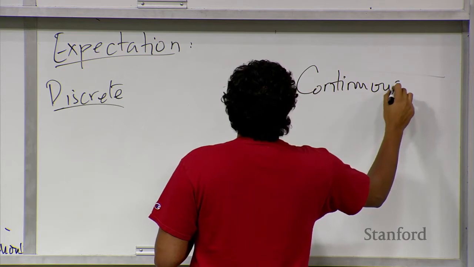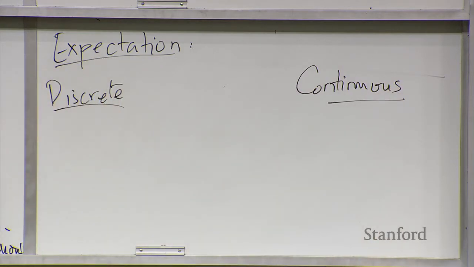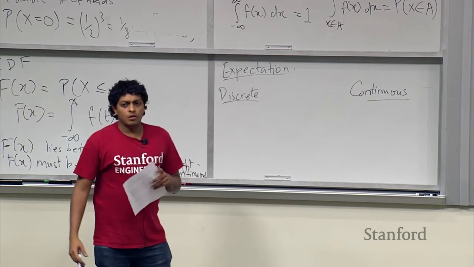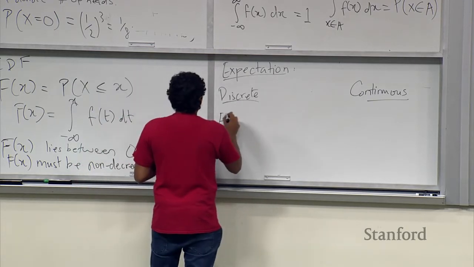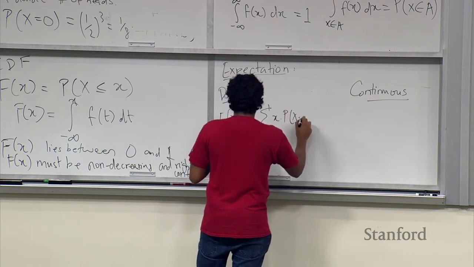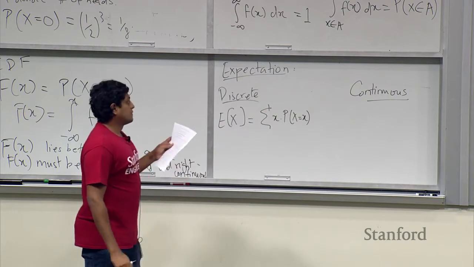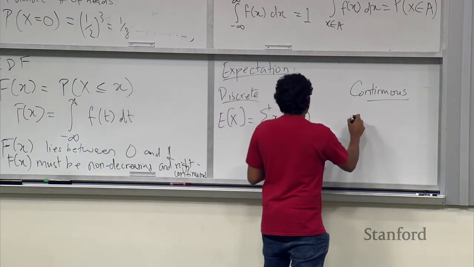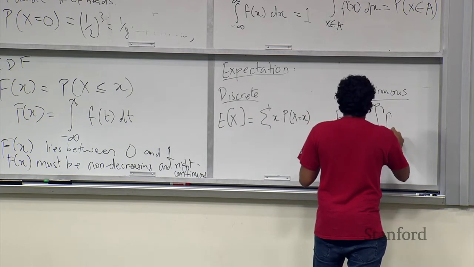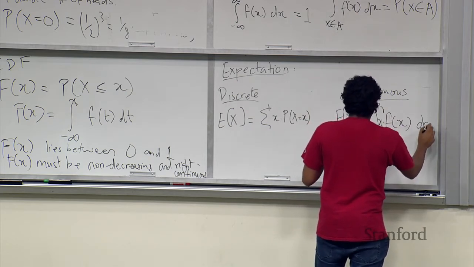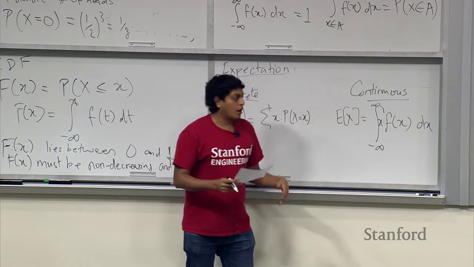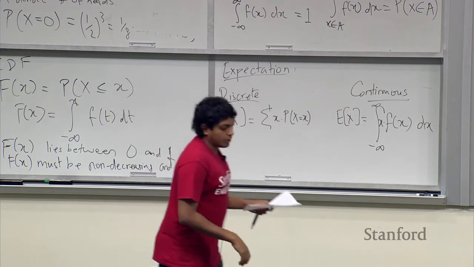So the expectation, or the expected value, or the mean of a given random variable can be thought of as some sort of weighted average. In discrete space, for a given random variable x, we would say E of x is equal to the summation of x times P of X equals x. And in continuous space, E of x is the integral from minus infinity to plus infinity of x times f of x dx. So this is an analog of the weighted average in continuous space. We will go over some properties of expectations.